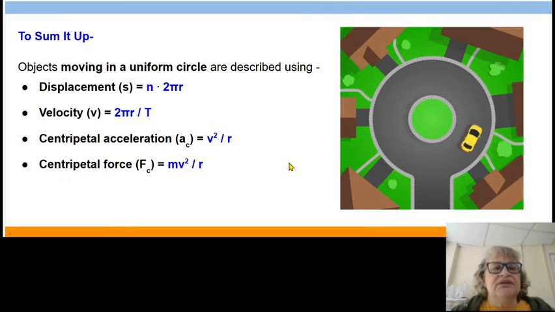To sum it up, objects moving in a uniform circle are described using displacement, which is 2 pi r, and velocity, which is 2 pi r divided by the period. Centripetal acceleration is the linear velocity squared divided by the radius. And the centripetal force is the mass times the centripetal acceleration, or mass times the linear velocity squared divided by the radius of the circle.